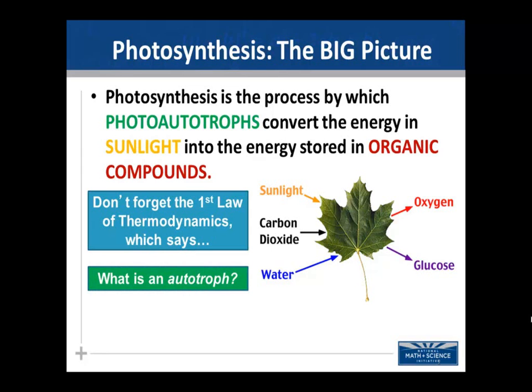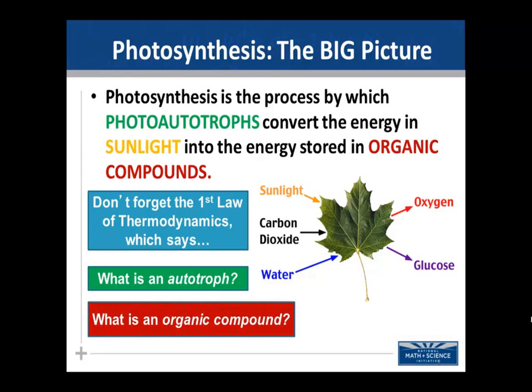So let's make sure we understand this definition. An autotroph literally means a self-feeder, or an organism that can feed itself. Those would be organisms that don't rely on consuming other things or other organisms to obtain their energy. Algae, plants, and some bacteria would be autotrophs. Anything able to do photosynthesis is an autotroph, as well as some organisms that are able to do chemosynthesis, which is not the focus of today's lesson.